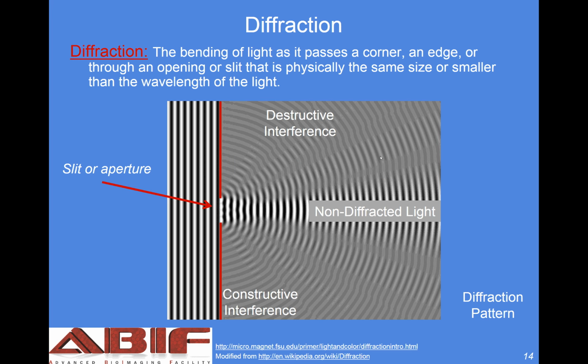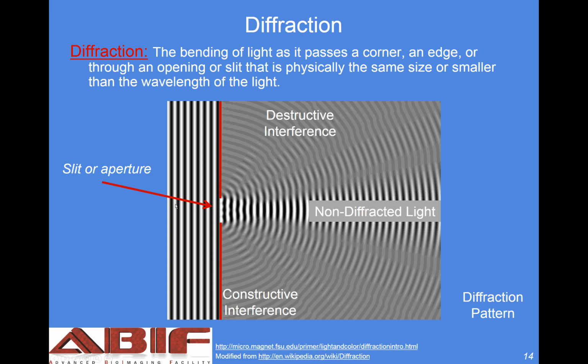Diffraction is the most common aspect of a microscope lens, and it's what creates contrast in the image, but it's also what limits resolution. Diffraction is the bending of light as it passes a corner, an edge, or a small opening that's about the same size or smaller than the wavelength of light. And this is just a representation of diffraction through an aperture from Wikipedia.